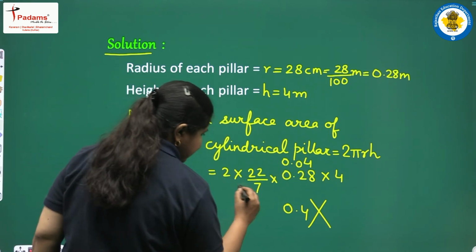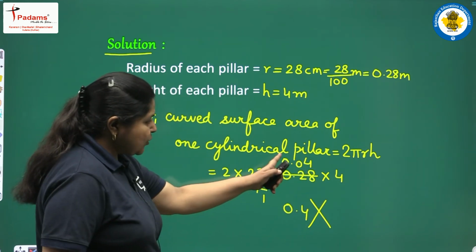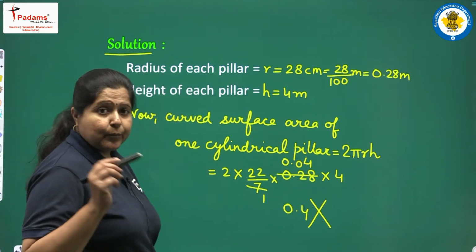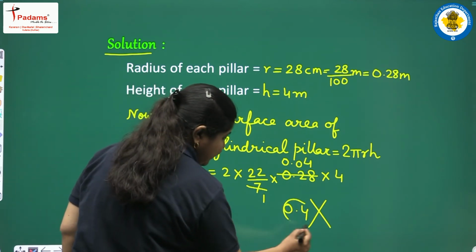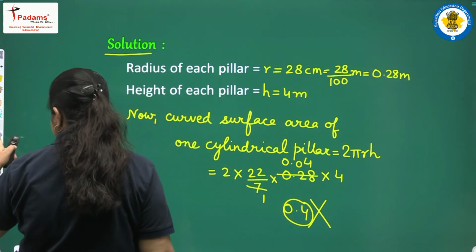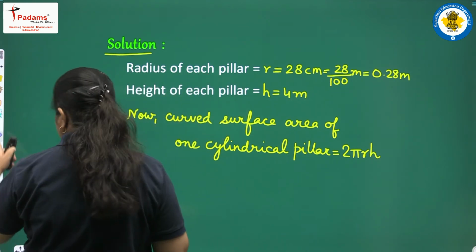So in this way we can cancel 7 ones are 7 and 7 into 0.04, this will be 0.28. बात समझ में आ रही है कैसे कैंसिल करना है? ये अगर आप 0.4 लिख देंगे तो पूरा आंसर आपका गलत हो जाएगा. So we write it once again neatly. Let me write it once again. I hope you have understood.